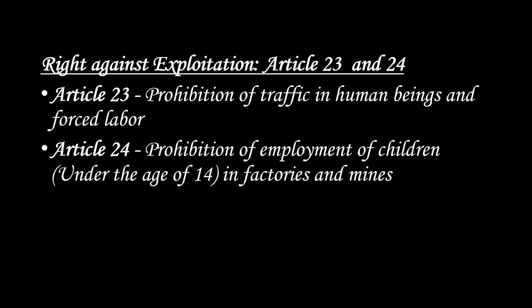Article 20 deals with protection in respect of conviction for offences. Article 21, protection of life and personal liberty of the people. Article 22 deals with protection against arrest and detention in certain cases. The next important fundamental right is the right against exploitation, mentioned under Article 23 and 24 of the Indian Constitution. Article 23 deals with the prohibition of traffic in human beings and forced labor. Article 24 completely abolishes the child labor system.